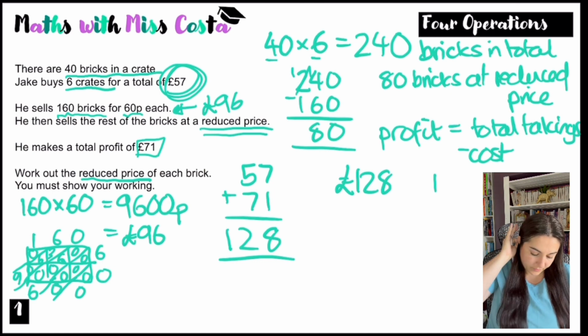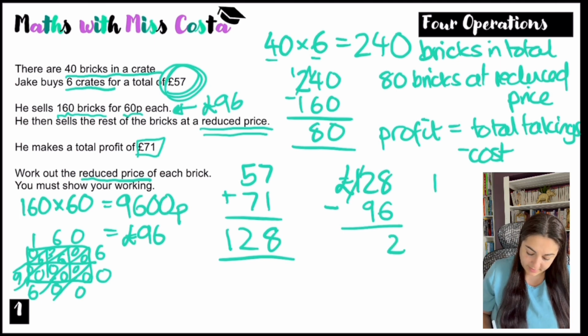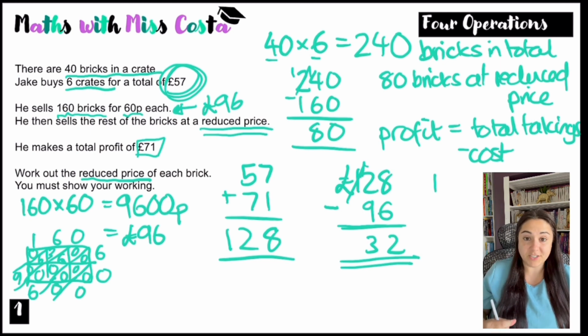Now, if he's made £96 from that, I must subtract that from the total takings. So the total takings are £128. He's made £96. 8 take 6 is 2. 2 take 9 I can't do. So that would leave me with 12 take 9, which is 3, so £32. So the total takings are £96 that he's made from the bricks he sold, and then £32 must be what he's made from the reduced price. So he has 80 bricks that he sold for £32.